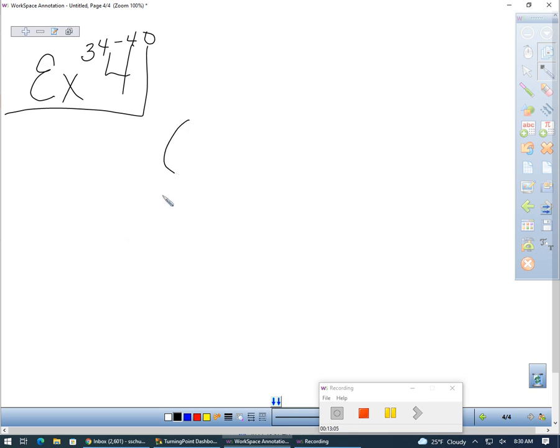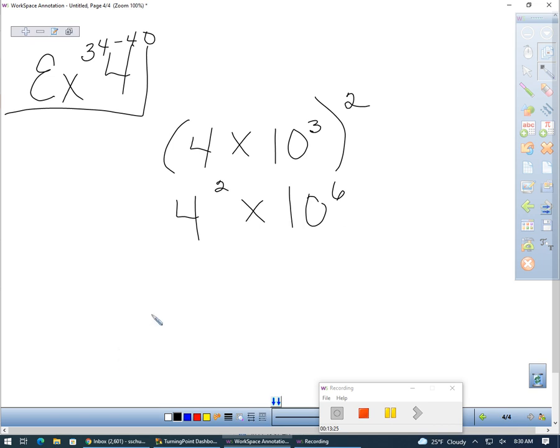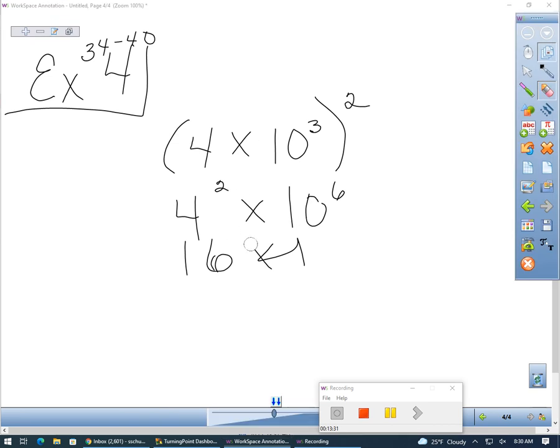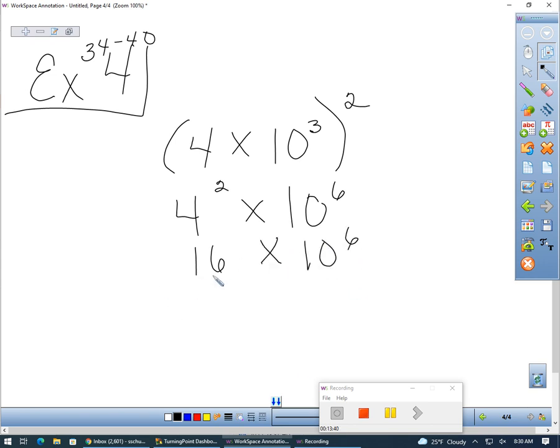What about something like this? How about 4 times 10 to the 3rd raised to the 2nd? No, this is not that bad. 4 to the 2nd. Good. Times 10 to the 6th. Then 4 to the 2nd is 16 times 10 to the 6th. Good. All right. Hold on. Let me get this up here. It's not letting me write. So 16 is too big, which means we have to move it over 1. Good. And add 1. I agree.